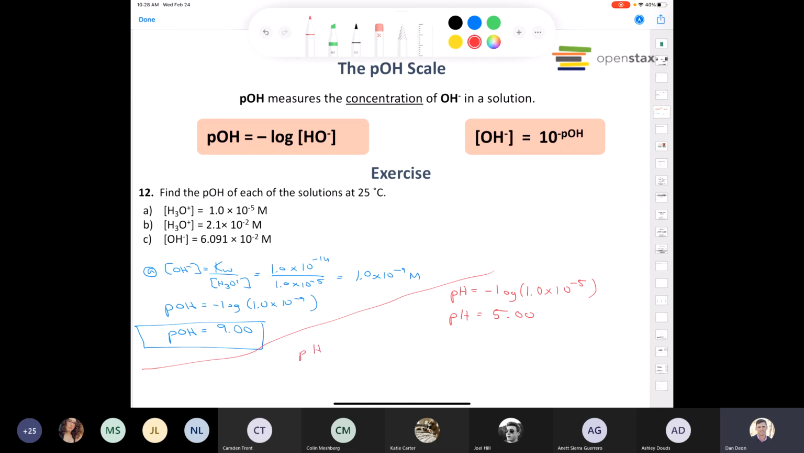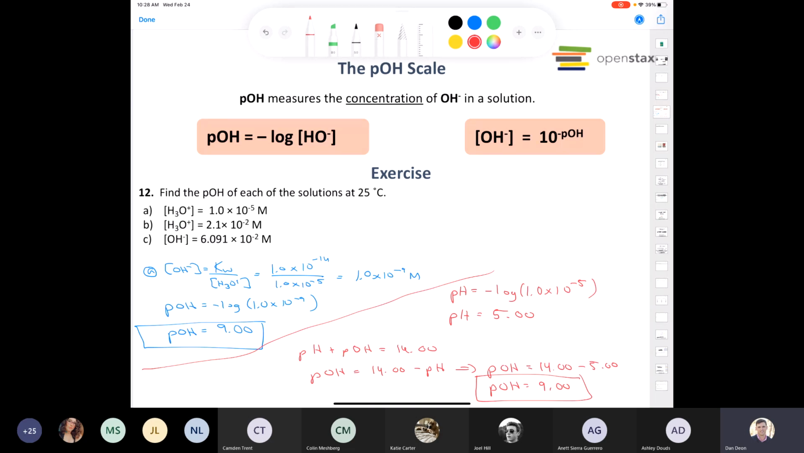Then if pH plus pOH is equal to 14.00, then pOH is going to be equal to 14.00 minus pH, and then pOH is going to be equal to 14.00 minus 5.00, so pOH is going to be equal to 9.00. So either method is fine. You're going to end up with the exact same answer. You're really doing the same thing, right?